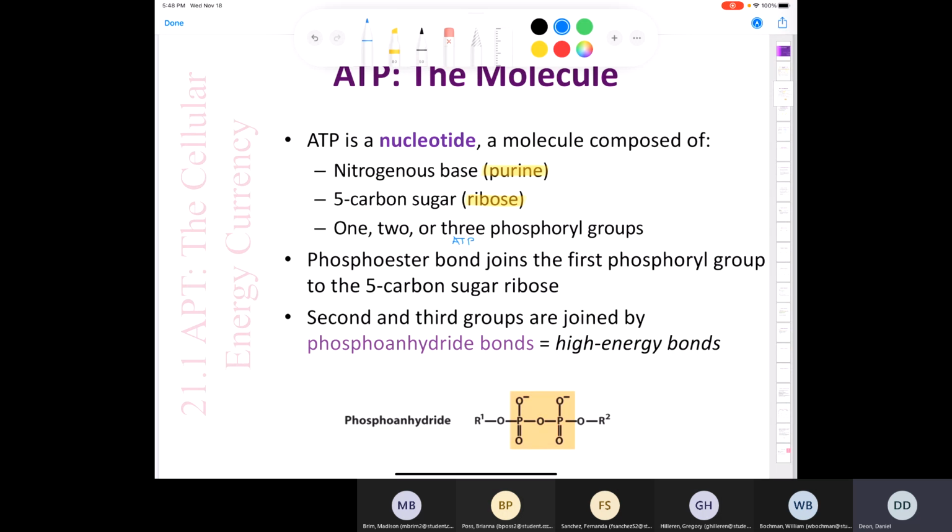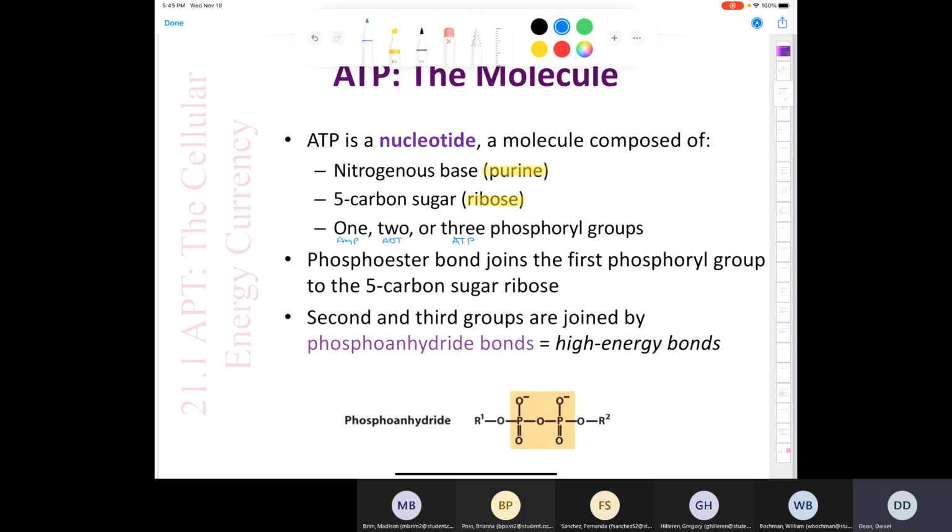That's the molecule of the hour, so to speak. If you have 2 phosphate groups, that's called adenosine diphosphate. And if you only have 1, and this doesn't come up a lot in our textbook, that's called AMP, which is adenosine monophosphate. So if we look at the bonds that join these phosphoryl groups to the ribose sugar, the first bond that connects a phosphoryl group to the sugar is actually called a phosphoester bond.